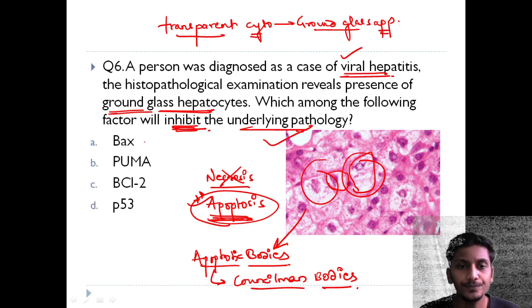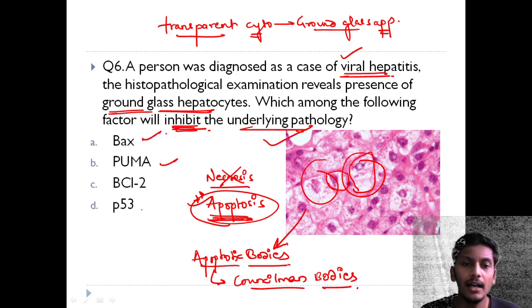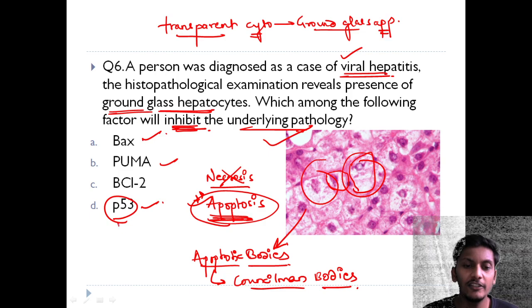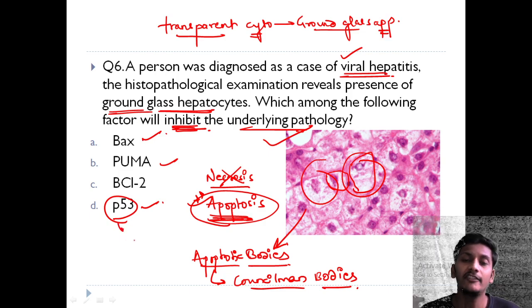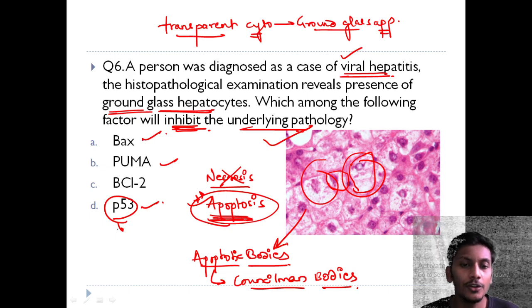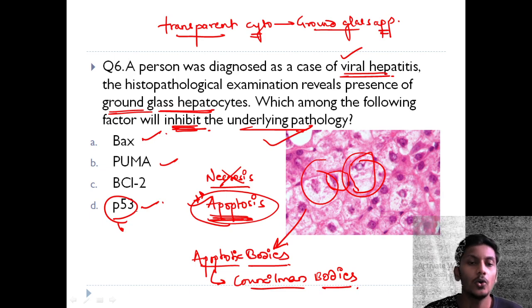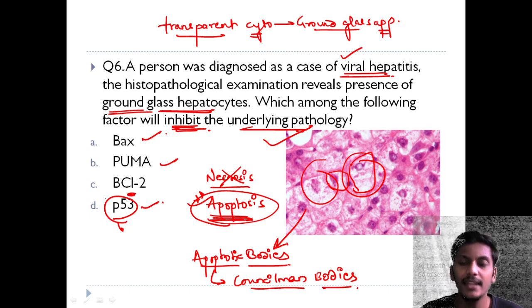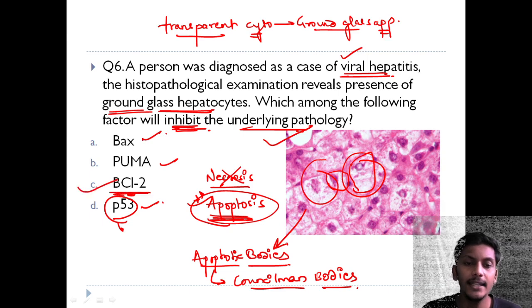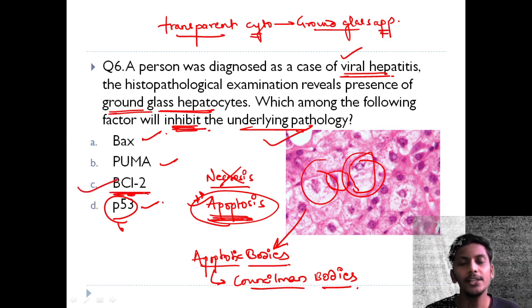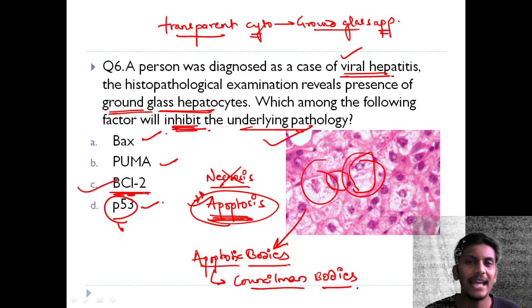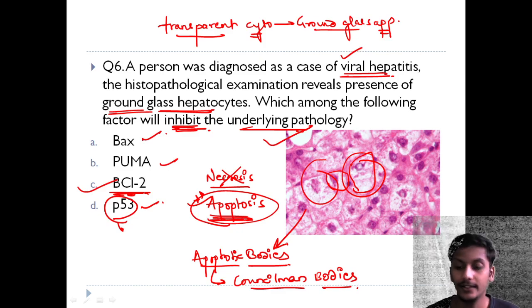We have seen BAX, PUMA and P53. So please remember guys, P53 is also a pro-apoptotic factor. It kills the cell if it is defective. Okay, so it is also a pro-apoptotic factor. The only option which contains L in its name is option C, BCL2. As we all know, BCL2 is an anti-apoptotic factor, right?